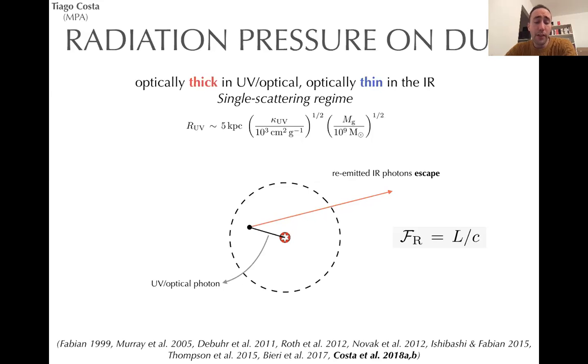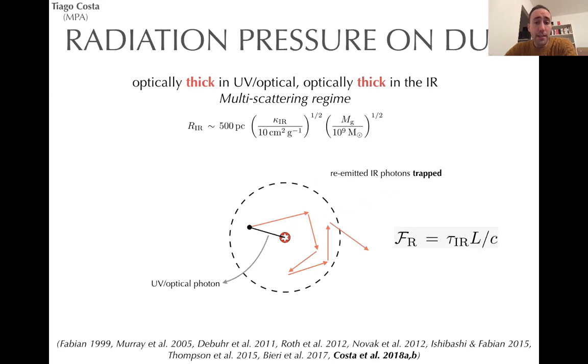This is when UV and optical photons are absorbed by the dusty ISM, but re-emitted infrared photons escape. The maximal force you can exert in this regime is L over c, where L is the AGN luminosity. If the column density is particularly high, it is possible for even the re-emitted infrared photons to have to be absorbed and re-emitted multiple times before they escape the optically thick region.